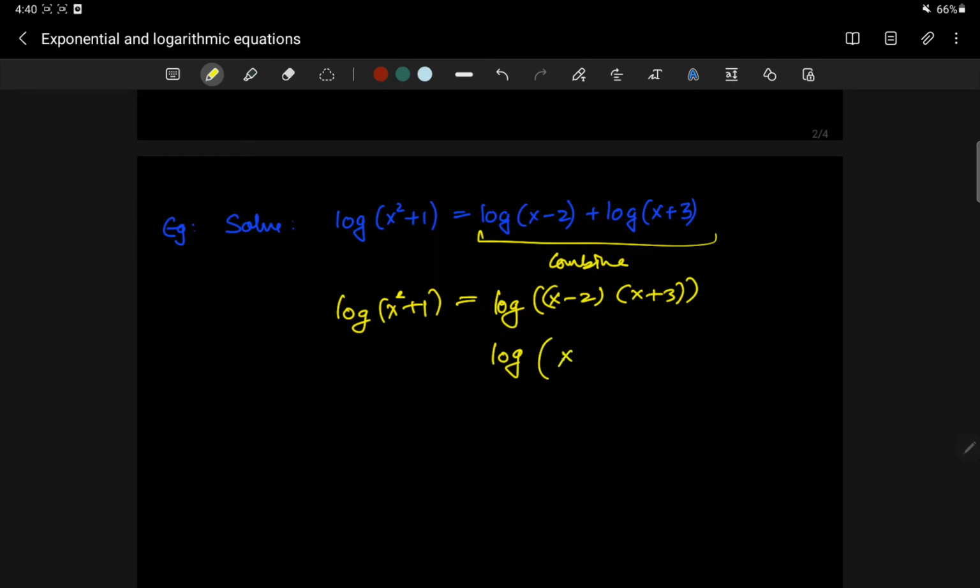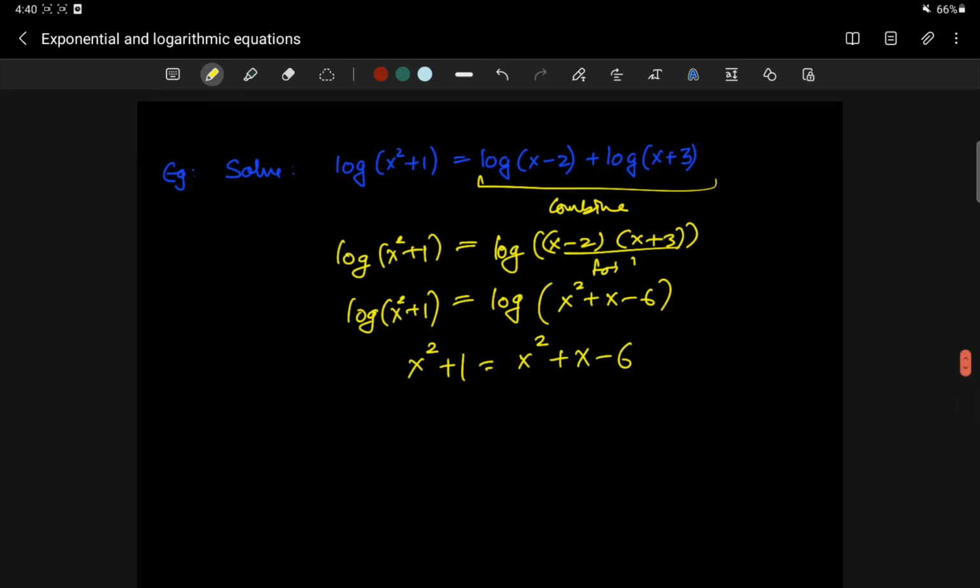If I FOIL this out, this becomes x squared plus x minus 6 inside the log, equal to log of x squared plus 1. From here, I get the equation x squared plus 1 equals x squared plus x minus 6, which at this point is not even a quadratic anymore, because the x squared cancels and this just is x is negative 7.